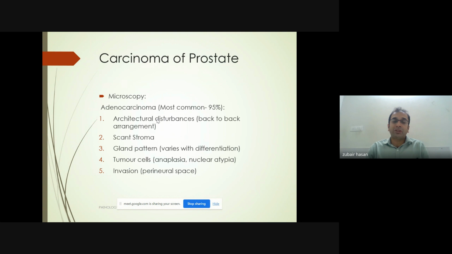Then among the architectural pattern, you have the Gleason patterns. And in the Gleason patterns, what do we have? Pattern 1, 2, 3, 4, and 5. There are 5 different patterns. 1 and 2 no longer exist. They are not called malignant anymore. So we start with the pattern 3, 4, and 5. We'll look at them, right?